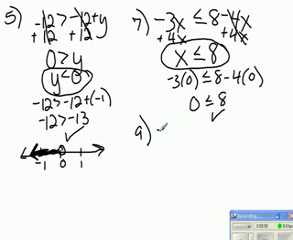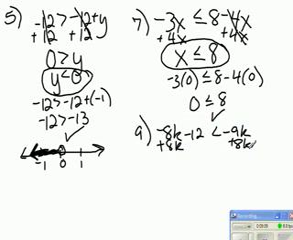Number 9, same idea. We have negative 8k minus 12 is less than negative 9k. So I want to get my k's to go over there with the other k's. So I would say I want to add 8k. Negative 9k plus 8k is going to be negative k.